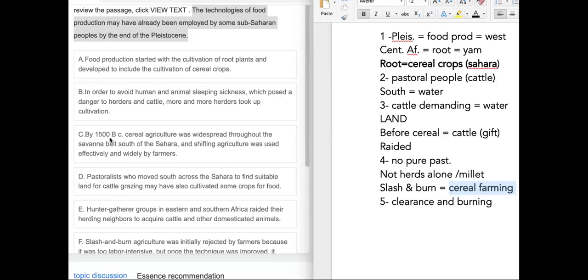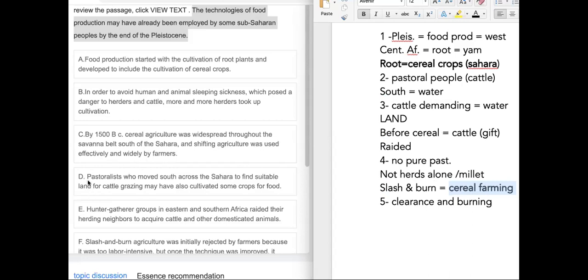By 1500 BC, cereal agriculture was widespread through the savanna belt of the Sahara, and shifting agriculture was used effectively and widely by farmers. Now, I do remember cereal agriculture, right? And the South, that was a mention. Sahara was a mention. Shifting agriculture, that was, I believe, mentioned in paragraph 4, right? Where they started to mention these other techniques, the slash and burn, right? So I can't eliminate that one. That seems like it might be a possibility, right?